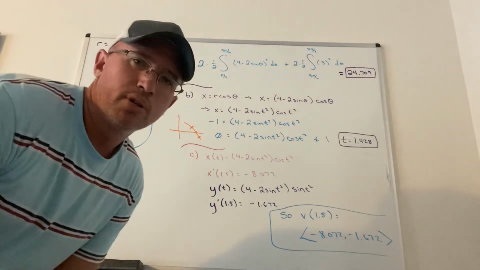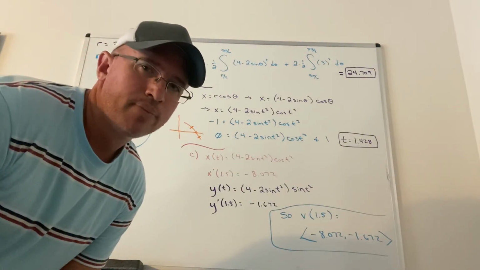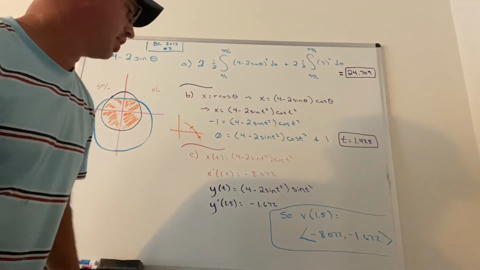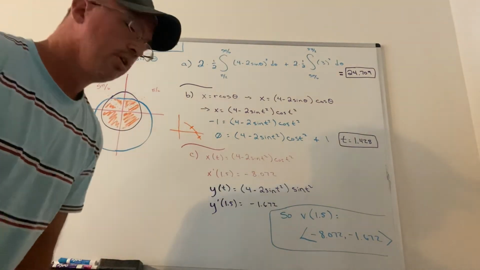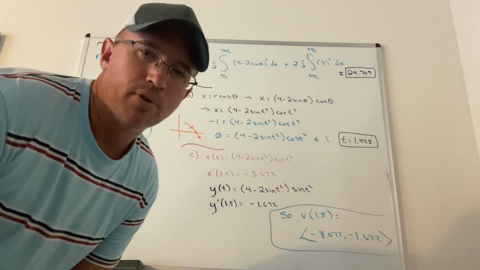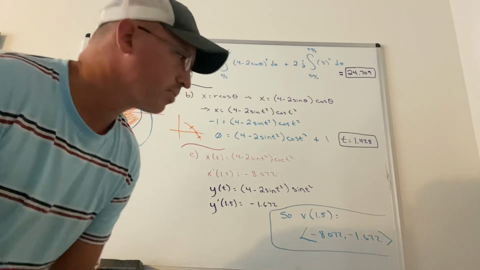From your home screen, you can hit Math 8 and then type that in and evaluate it at 1.5. And again, it's fine. Your t's, you're just pretending like they're x's for putting it in your calculator. Not a big deal, all right?